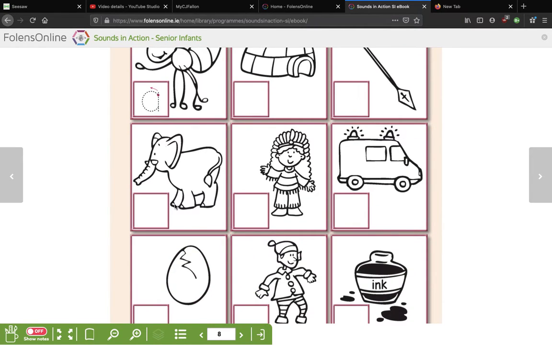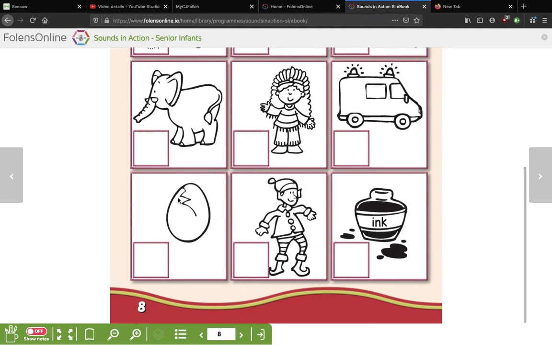Next up we have an animal here that you're all probably familiar with. It is an elephant. Over here we have an Indian. We would say Native American, but for this page I think it's Indian. Over here we have an ambulance. Then we have an egg. You guys all know what this is. They just left your houses, a lot of you, and Rudy left our classroom. An elf. And finally, we have something that goes into your pen, and it is ink.